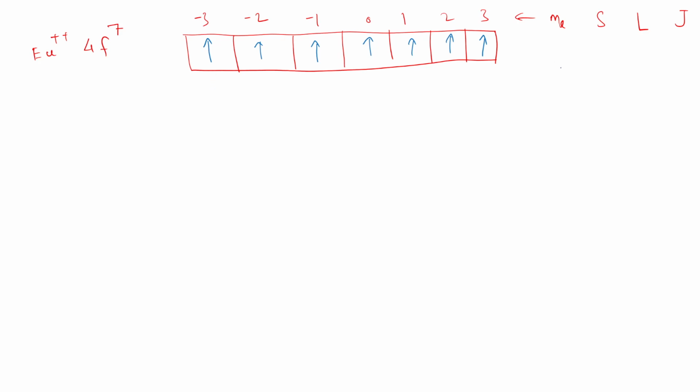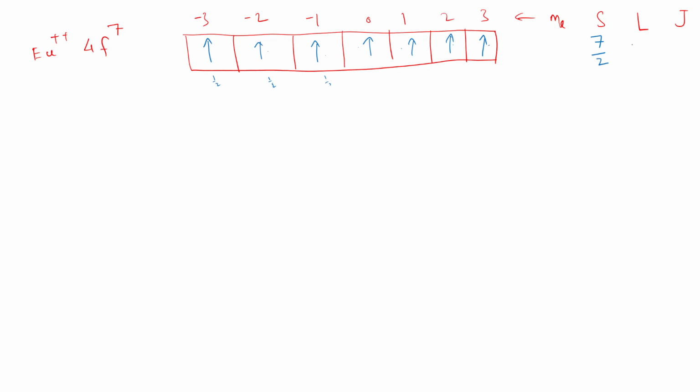Now let us see what the total spin state is. So this is spin half along the same direction, spin half along the same direction. So all this spin will add up. So 1, 2, 3, 4, 5, 6, 7, and it is 7 times half. So the spin state will be 7 by 2.